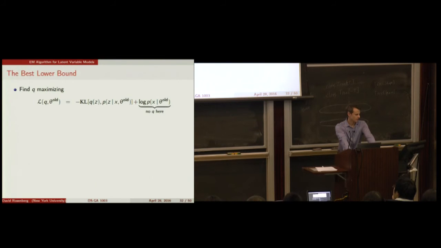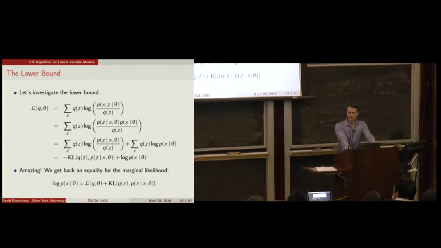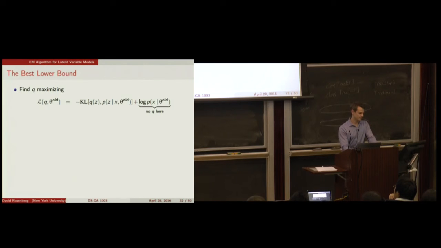Okay. All right. So we can use this to figure out how to find the best Q. Remember, we have the maximize Q step and the maximize theta step. This is going to help us with the maximize Q step. So here's our lower bound again, now with equality. We want to maximize this over Q.